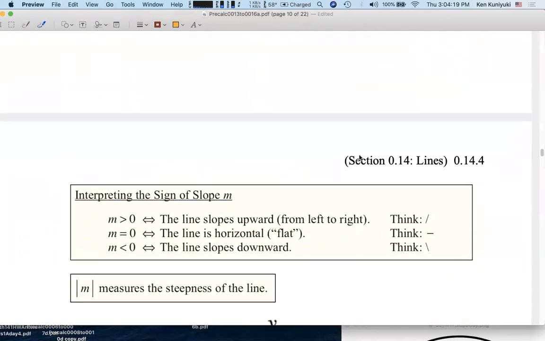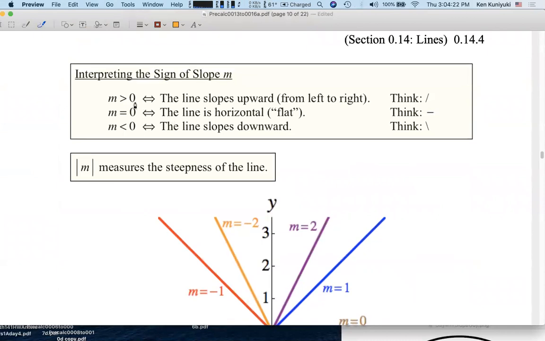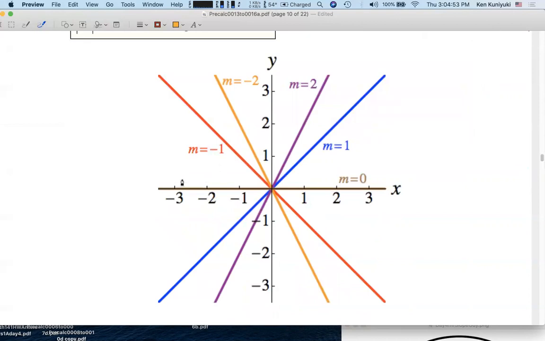All right, so how can we interpret slope? Well, first of all, you have a positive slope when the line is going up, if the function is increasing. The slope is 0 if we have a flat line, a horizontal line. And the slope is negative if the y-coordinates are dropping with respect to x. The absolute value of m, the absolute value of the slope, measures the steepness of the line. So one way I look at it, you can think of the slope as the difficulty with which you can move a car from left to right.